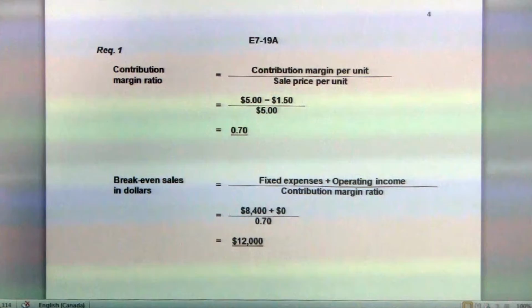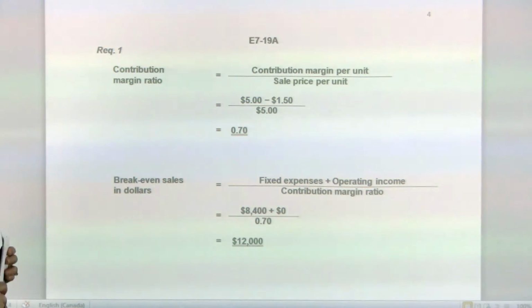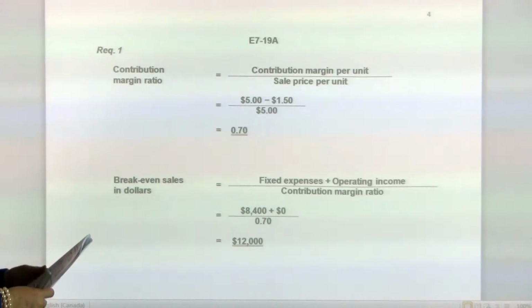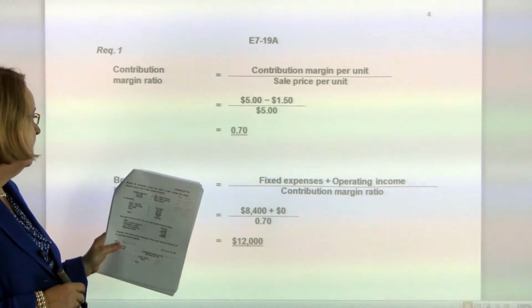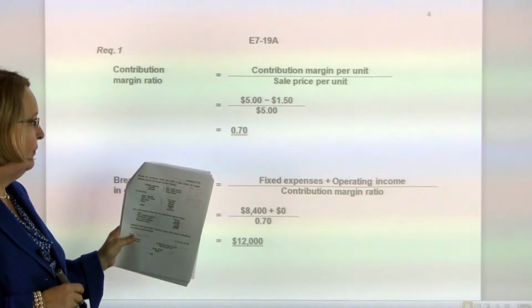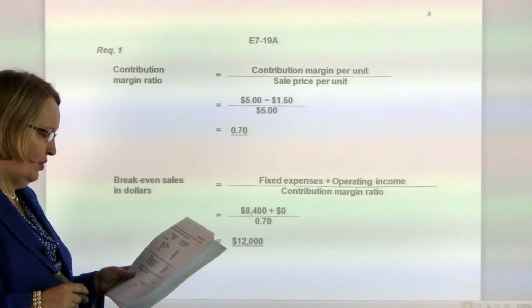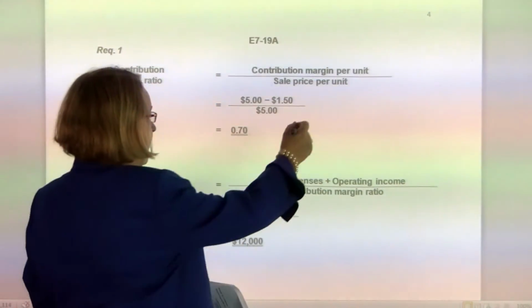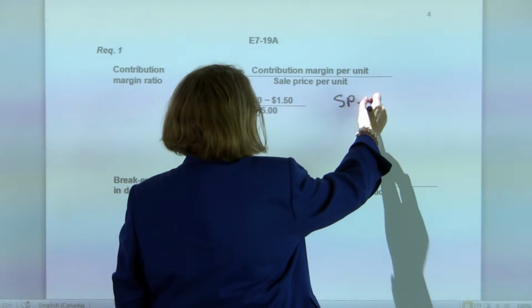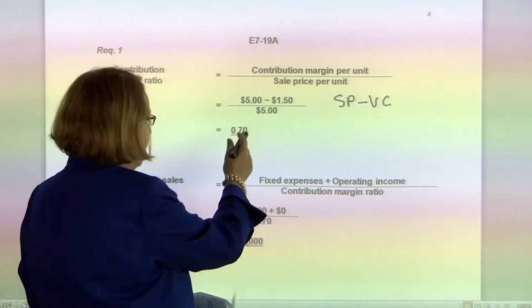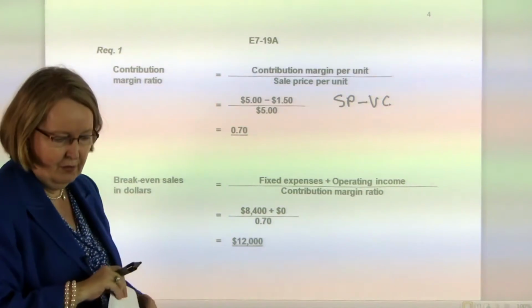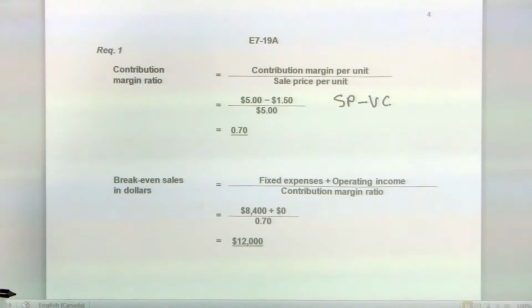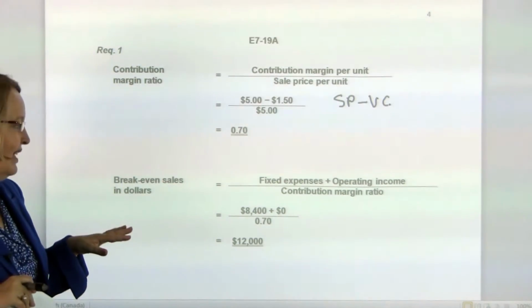So the formula here is our contribution margin per unit divided by your selling price per unit to come up with the percentage ratio. The contribution margin is always your selling price minus your variable cost. So $5 less $1.50, divided by the $5, is $.70, or 70%. Now what we want to do is use that information to calculate our break-even sales.